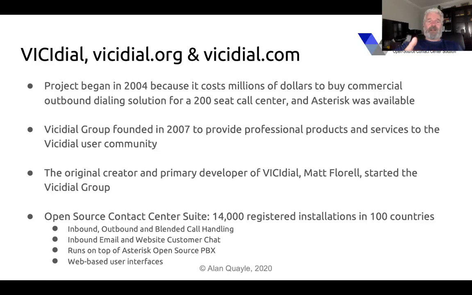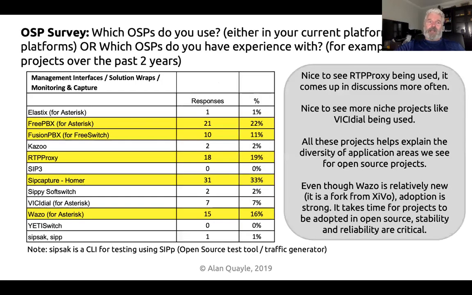So again, it's got a lot of really cool capabilities, including web user interfaces, handling inbound, outbound, blended call handling. So it is a full-featured call center that you can basically build on top of Asterisk. Again, I'm just referring to the survey. We think that this project would only be niche, but in the survey we had 7 people that have experience in using VICIdial. So it's great to see that even relatively small open source projects such as VICIdial have lots of use.